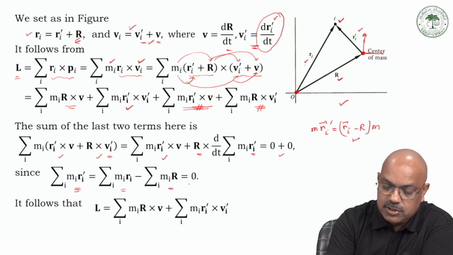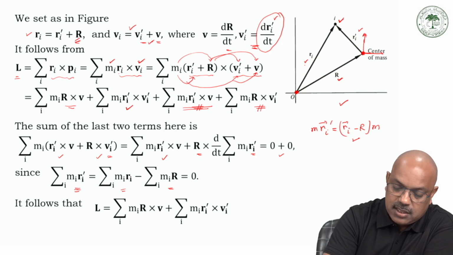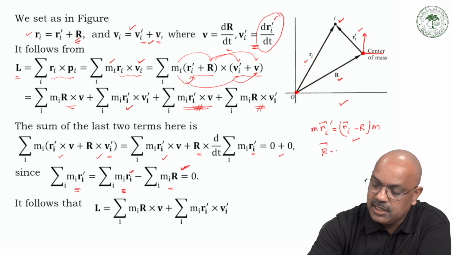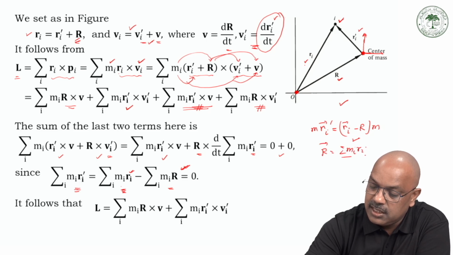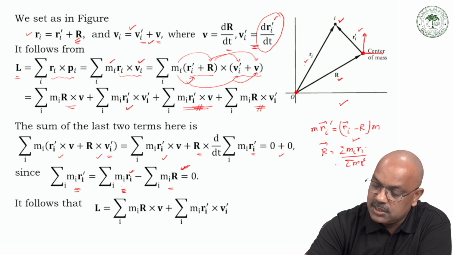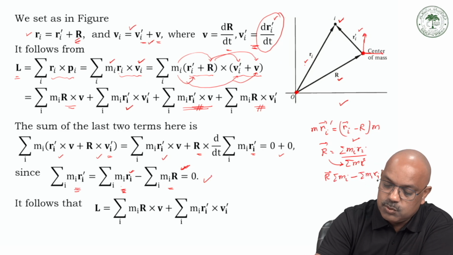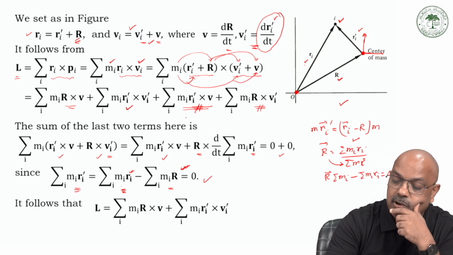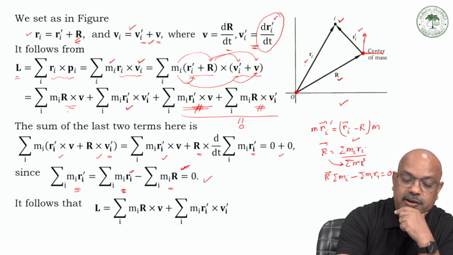This is going to be 0 because sum over mi is M, and the sum of mi Ri is M times the position vector R, since you already know R is defined as the sum of mi Ri divided by the sum of mi. So R times M minus the sum of mi Ri is 0. Ultimately these two terms together are 0, and we are left with the other two terms.